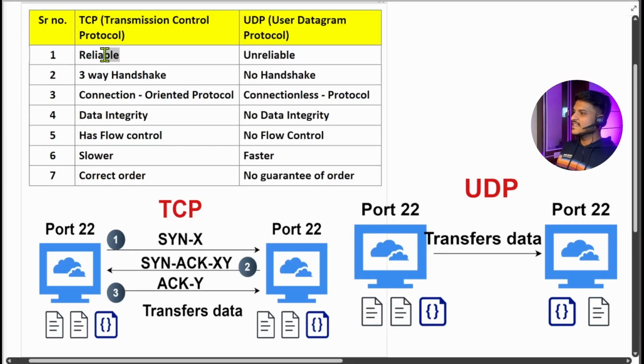First difference, TCP is reliable whereas UDP is unreliable. So why do I say that? We will see with the help of some examples. TCP uses a three-way handshake whereas UDP uses no handshake.